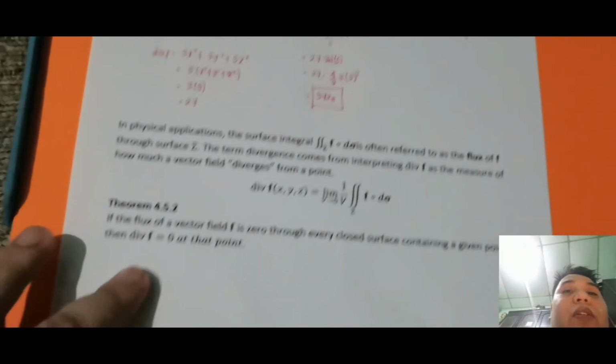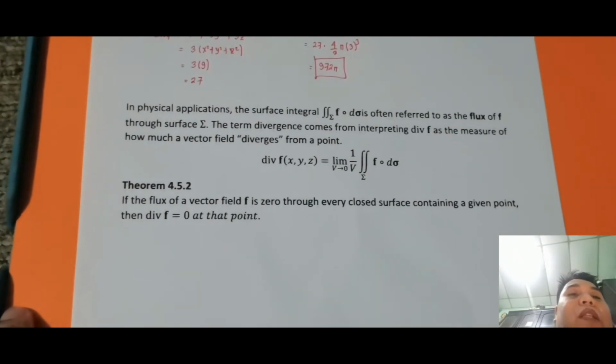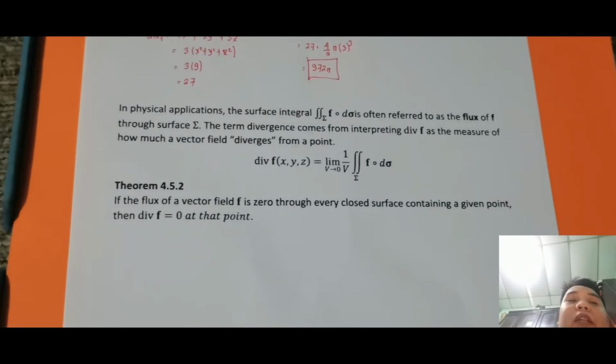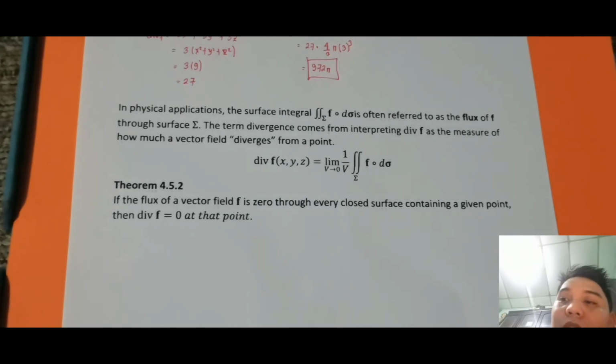Okay, so proceed tayo dito, no? So if the flux of a vector field f is 0 through every closed surface containing a given point, then the divergence of f is equal to 0 at that point. Okay, so again, kailangan natin siya i-prove. So pakita natin siya dito.